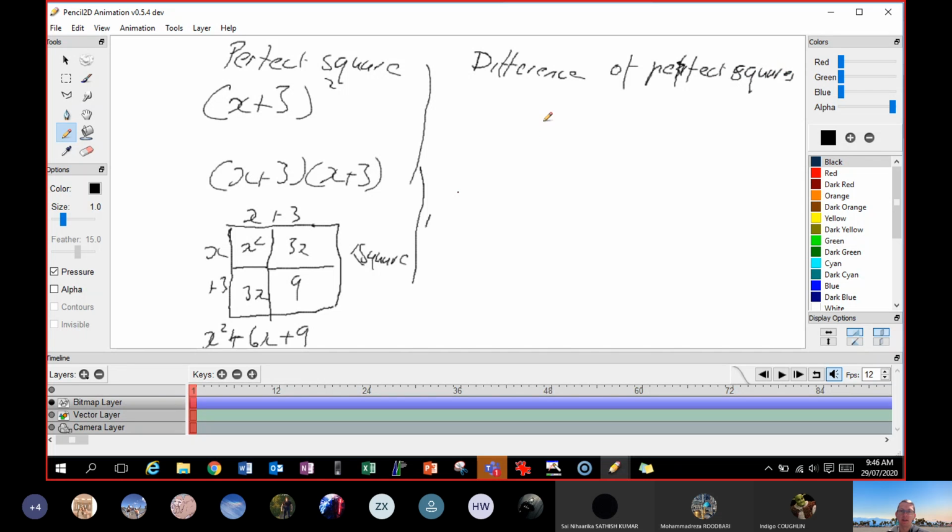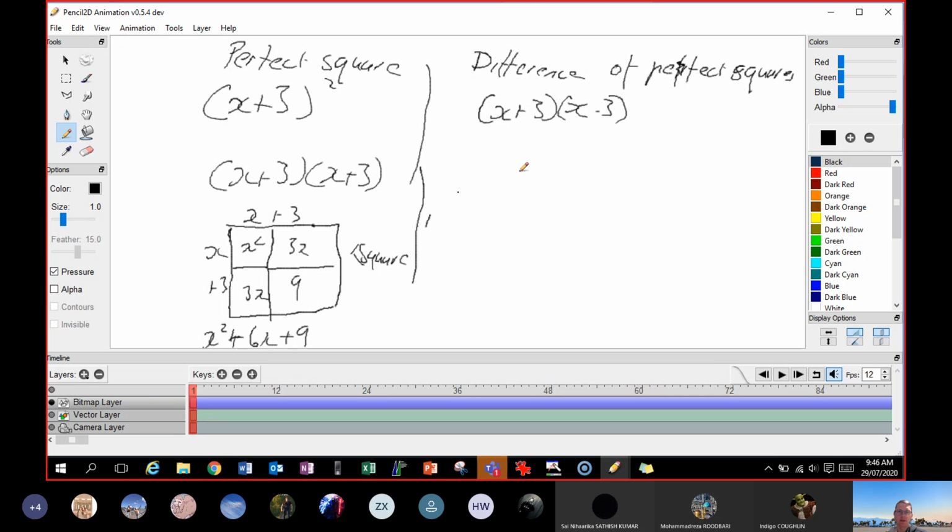And the name tells me everything. It's a difference of perfect squares, but there's two. This is just a perfect square. That makes one. Let's look at why this is a difference of perfect square. So when it's a difference of perfect square, you'll find that one is positive. Let's say it's plus 3, and the other one's going to be minus 3. X minus 3. Now, the x's need to be positive. And I'll show you why it's that.